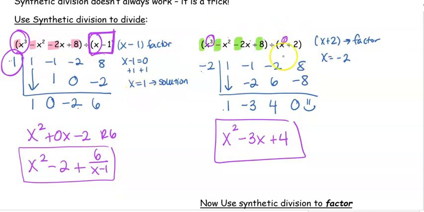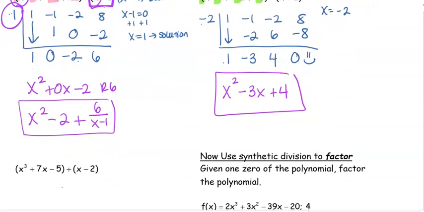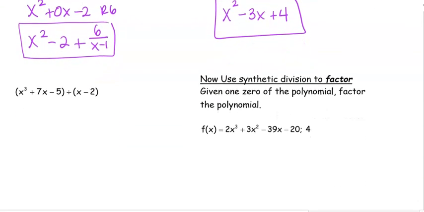If I do synthetic division with the second one, the x plus 2, that means I will find an x-intercept at that negative 2. So no remainder means it's a solution. It is a factor. If there's a remainder, it is not a solution. It is not a factor. I can divide anything I want. It just doesn't mean I'm going to divide evenly.